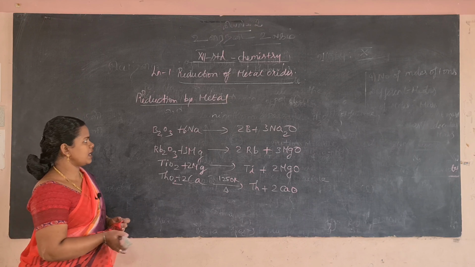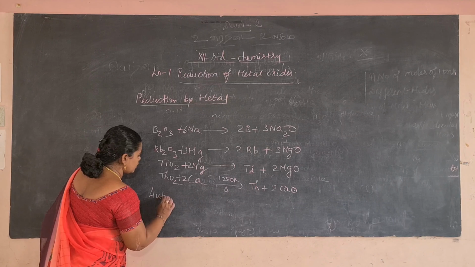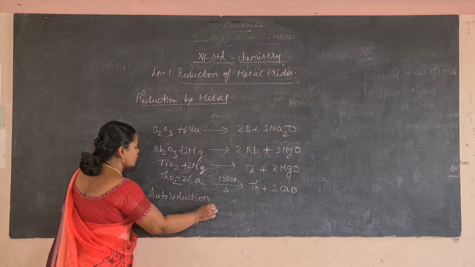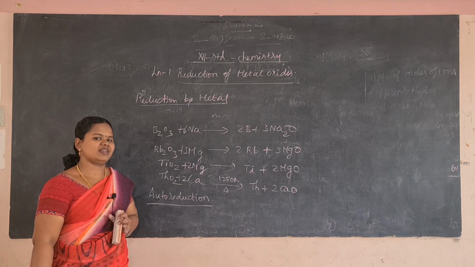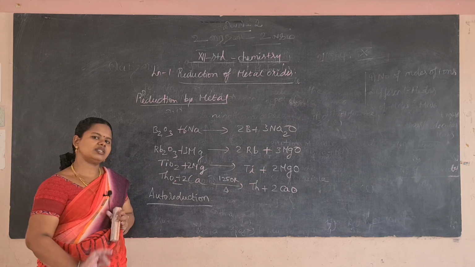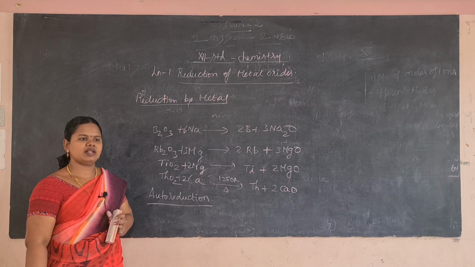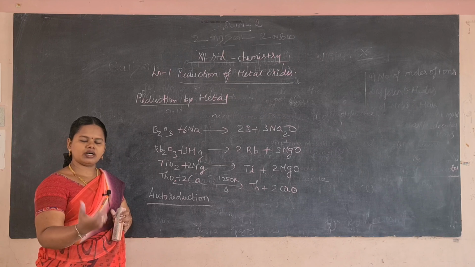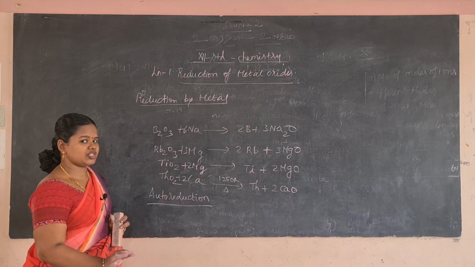Now we are going to see another important process, that is auto reduction. Here the metal oxide will be reduced to crude metal without involving a reducing agent. That is, here a reducing agent is not necessary. Even on roasting, the ore itself will give rise to the metal. So in auto reduction, the metal oxide itself is reduced to metal. No reducing agent is necessary.